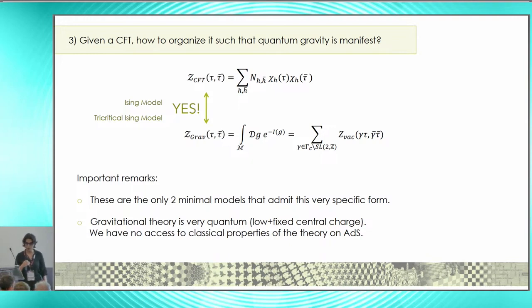Because for any minimal model, you can always write a version of this, but it will not be the vacuum character that you're summing over images. It will be something else. But just to be clear, these 2 minimal models are the ones that admit this very specific characterization. In the next slide, I'll tell you how it generalizes to other rational CFTs.